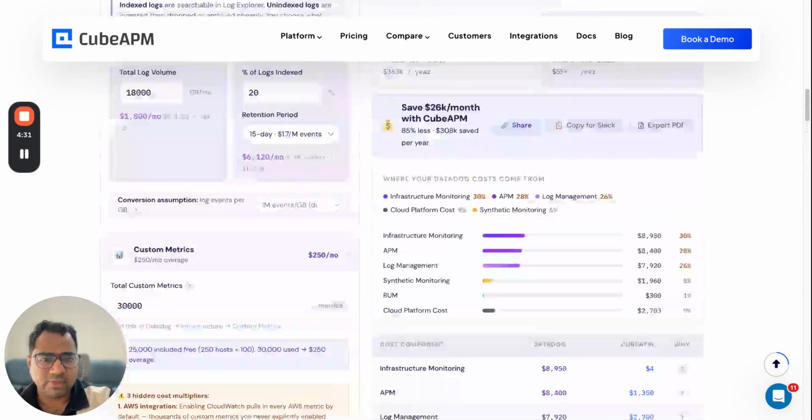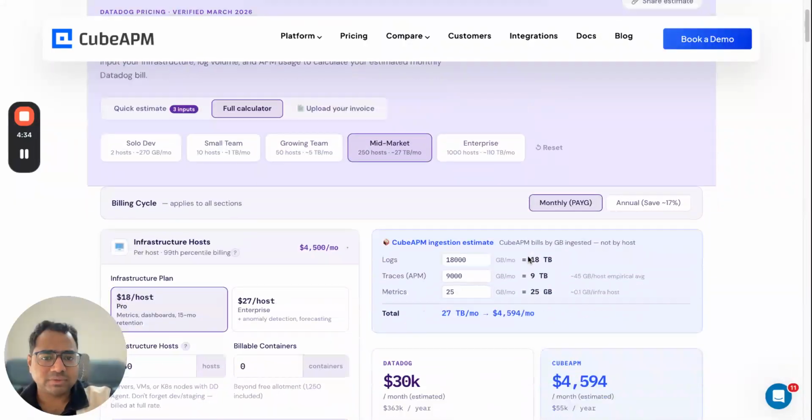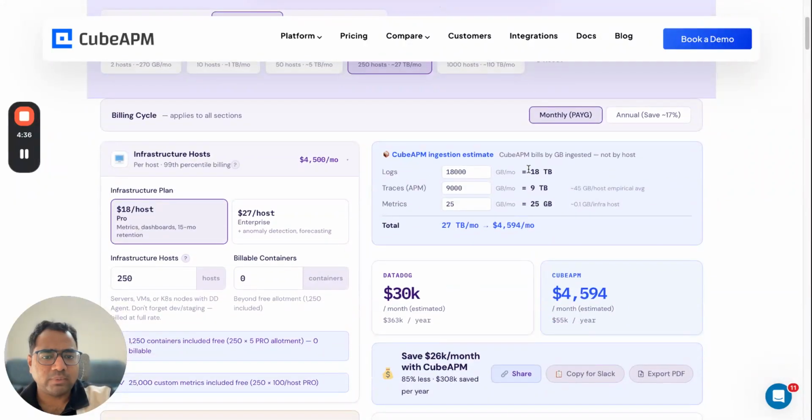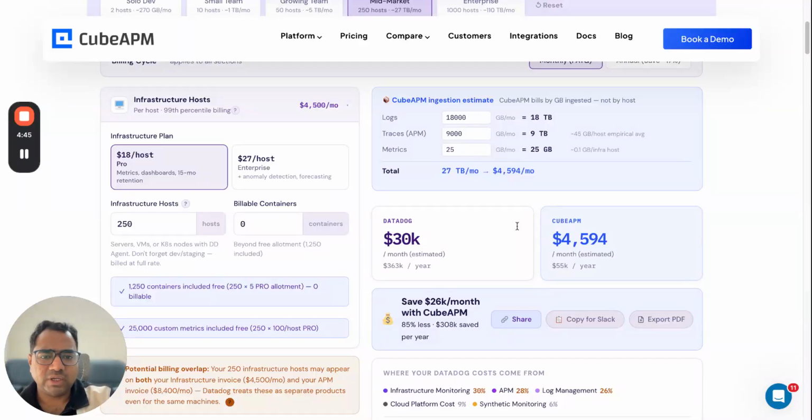Everything is configurable. Now on the right, let me see things on the right. On the right, I've assumed the CubeAPM numbers, given it's 27 terabytes of data ingestion per month. So I've assumed 18 TB for logs, 9 TB for traces, and very little, in GBs, for metrics. And we charge only by data ingestion. So for CubeAPM, the total bill is approximately $4,600, which is 15 cents per GB, the default rate. And there are a lot of discounts on annual billing. For the same, we are paying $30,000 on Datadog, which is approximately 6 times.